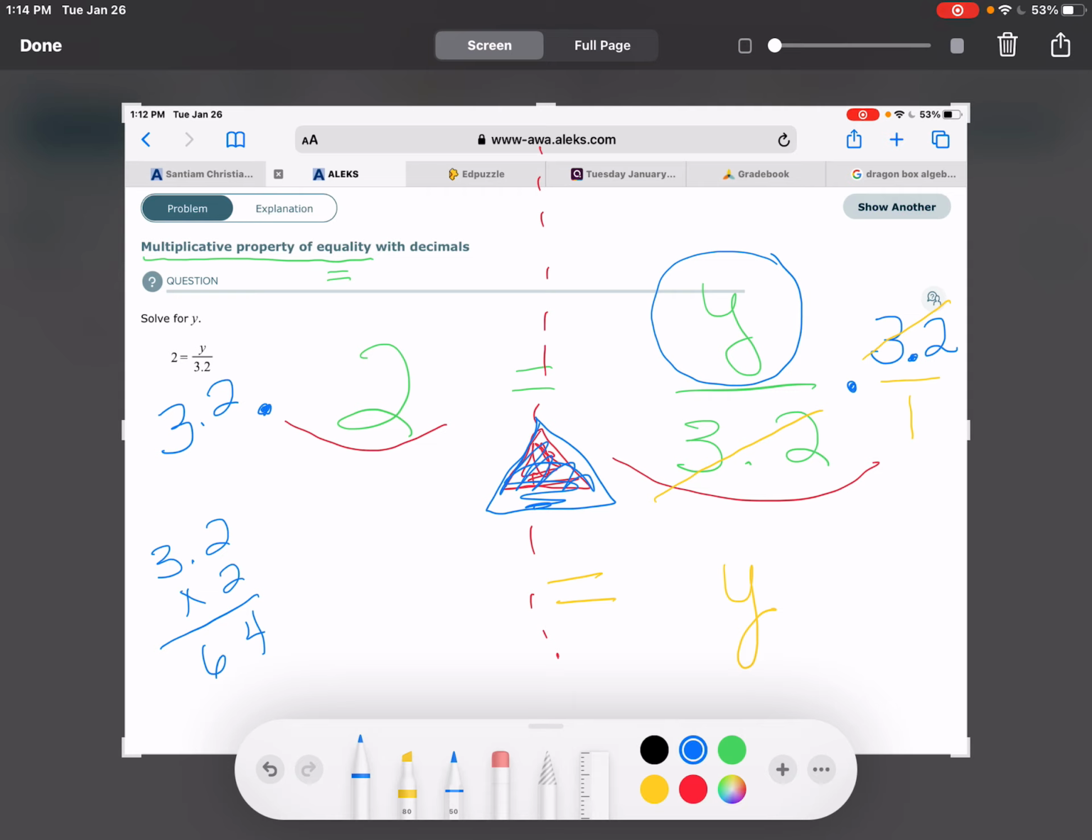Remember, whenever I multiply and have a decimal involved, I just do the multiplication, and then I have to count how many decimal places there were total in my original numbers. Well, there was only one, so I'm going to start there, put that decimal in. So the answer here is 6.4 equals y. That means that if I plugged in 6.4 right there, I'd have 6.4 divided by 3.2, and that equals 2. That's a true statement.